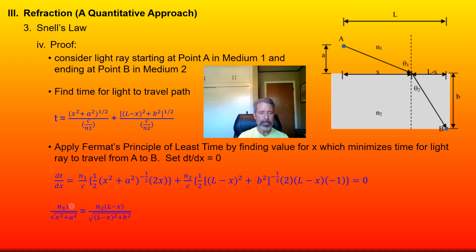And we see here that just like in the case for reflection, this ratio x over the square root of x squared plus a squared, x over the hypotenuse, that ratio of those two sides of the triangle is nothing more than the sine of this angle theta 1. And likewise, when we take the ratio of L minus x to the square root of this mess over here, the ratio of this leg over the hypotenuse, that is simply the sine of this angle here, theta 2. So this simplifies here to Snell's law.